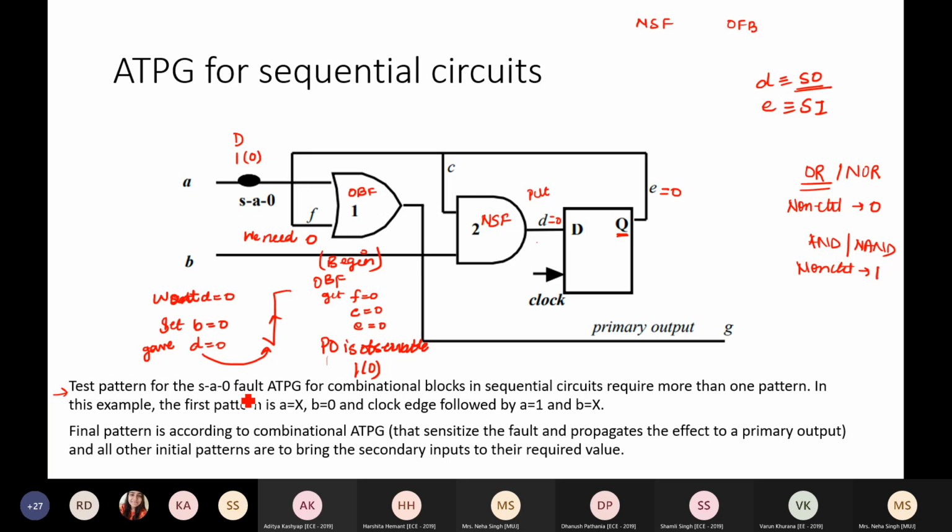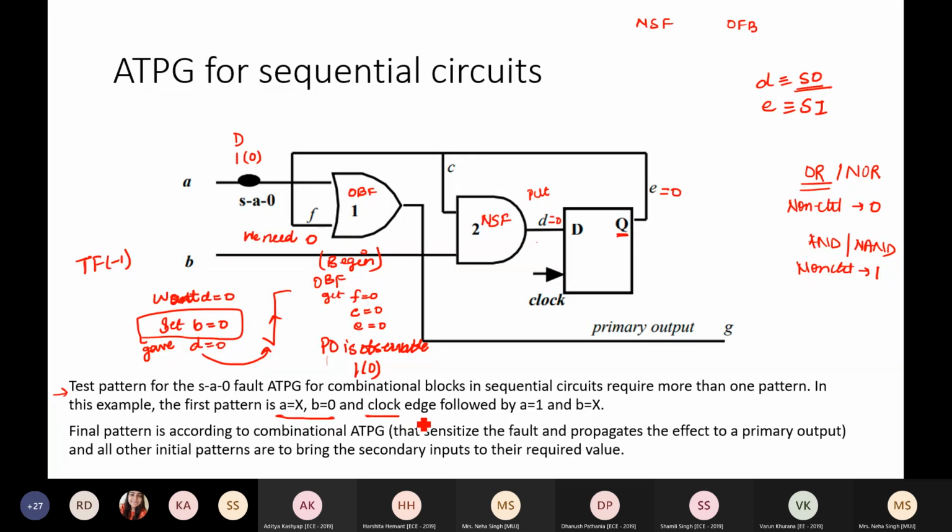The test pattern for stuck at 0 fault for combinational block in sequential circuit requires more than one test pattern. The first test pattern is A equal to X, B equal to 0. मैंने b इक्वल टू 0 सेट किया है केवल, तो इसका मतलब a का वैल्यू कुछ भी हो, it does not matter to me. सो एट दिस टाइम a इक्वल टू x, b इक्वल टू 0. दिस बिकम्स द फर्स्ट टेस्ट पैटर्न which I refer to as TF-1, टाइम फ्रेम -1. उस केस में टेस्ट पैटर्न बिकम x0.